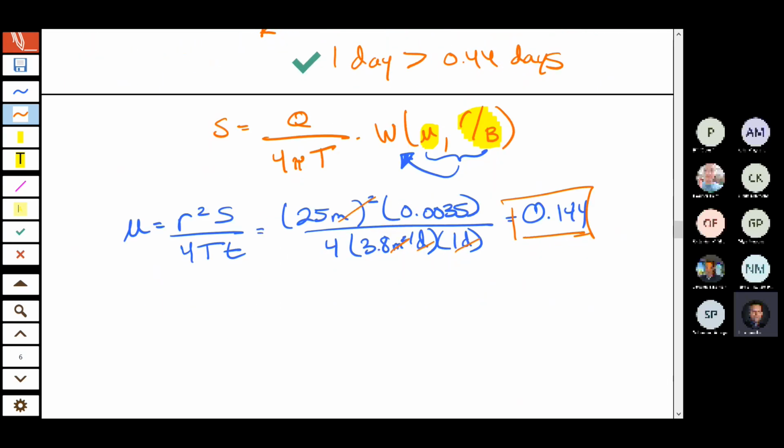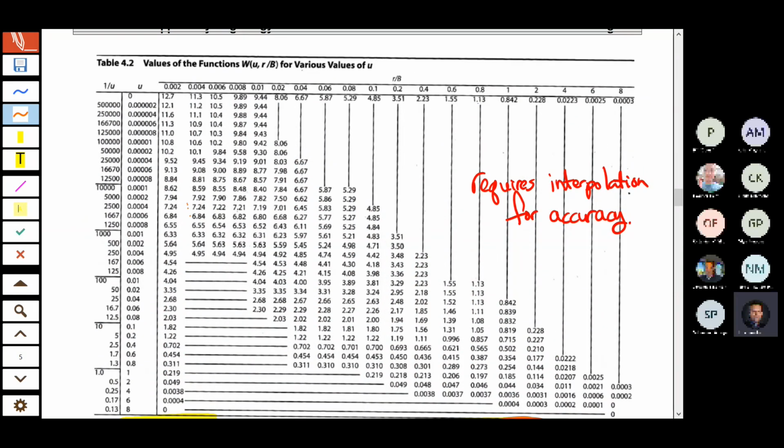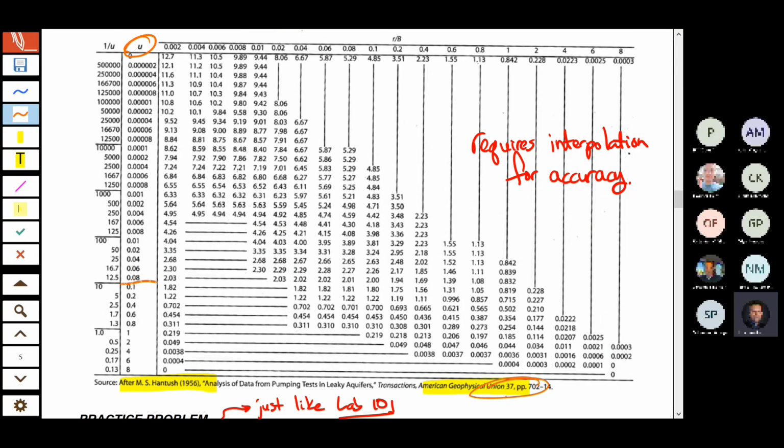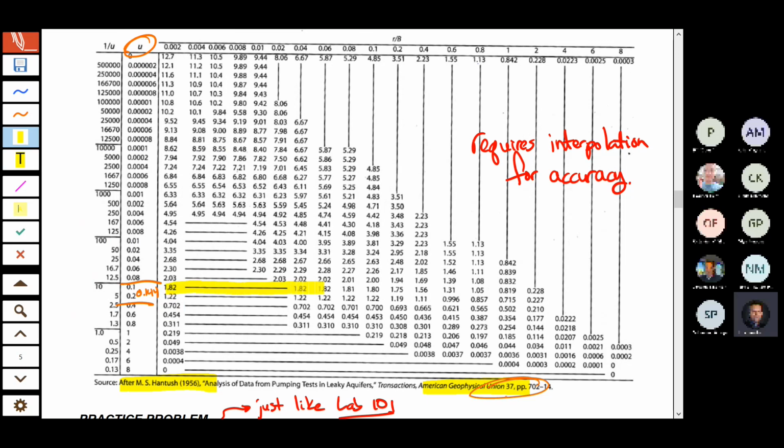Our R over B. So if we go back to U, we have the data for this column, and we had a 0.144. So somewhere our data is going to be here, 0.144, right? And we know that we're going to be in this band here. Let me change the highlighter here. We know we're going to be in this band somewhere of data for our ultimate well function.